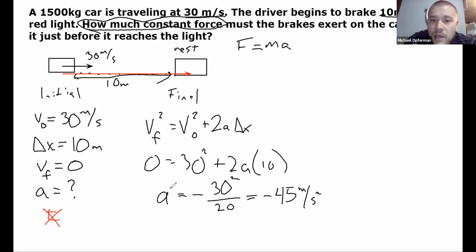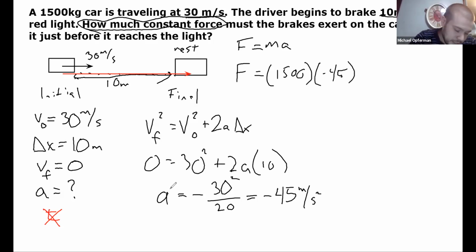Last thing I need to do is plug this into F equals ma. So the force is, this is a 1,500 kilogram car times a minus 45 acceleration. And that gave me negative, because the force is also in the negative direction, 67,500 newtons. And there's my answer.